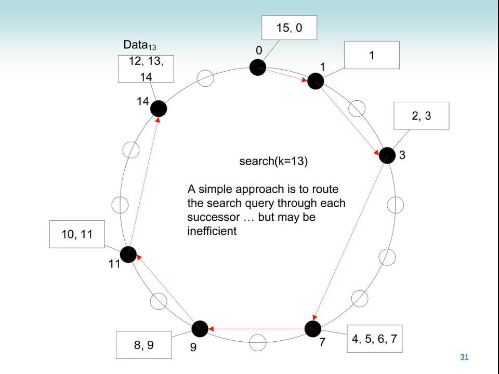This is a simple approach to routing. It's not the approach used. The problem with this approach is that we need to send a lot of queries. To reach the node which stores the resource with key 13, we need to send 1, 2, 3, 4, 5, 6 queries through the network. Basically send to the next node in your routing table, they send to the next node until we reach the node which manages key 13, which is node 14.